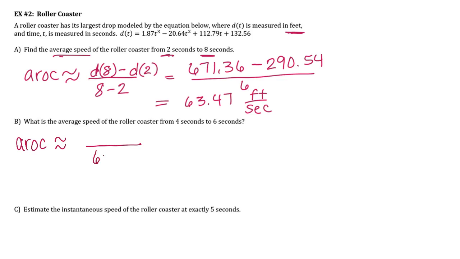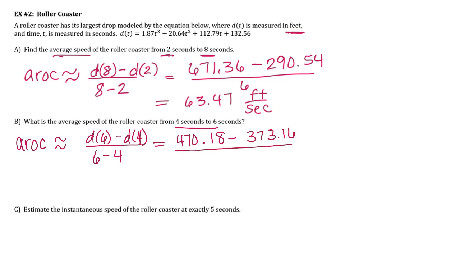and in the denominator we have 6 minus 4. And in the numerator we're going to have D at 6 minus the distance at 4. And so from that, whenever you calculate this, you should have 470.18 minus 373.16, and all of that is over 2. And so here our average rate of change should be about 48.51, and the units would be feet per second.